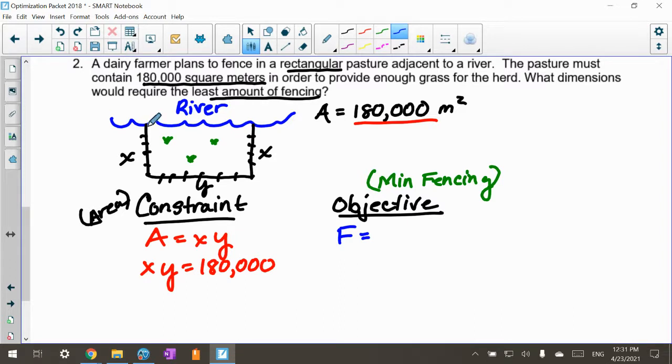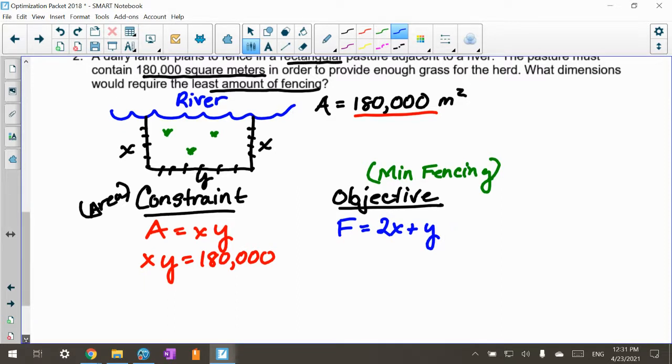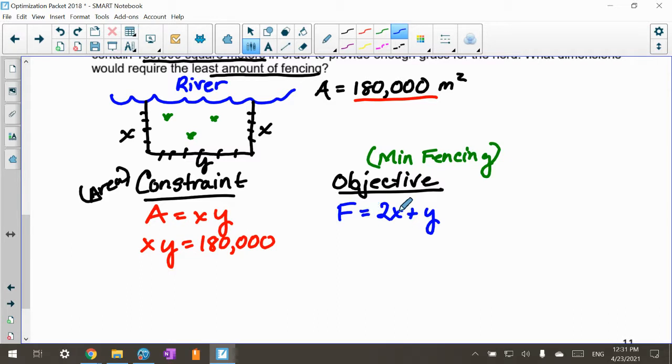So what do I have for fencing? Well, I'm just going to come around here, here, and here. So I have 2X plus Y, right? So now let's go through and do this. I want to get this all in one variable.